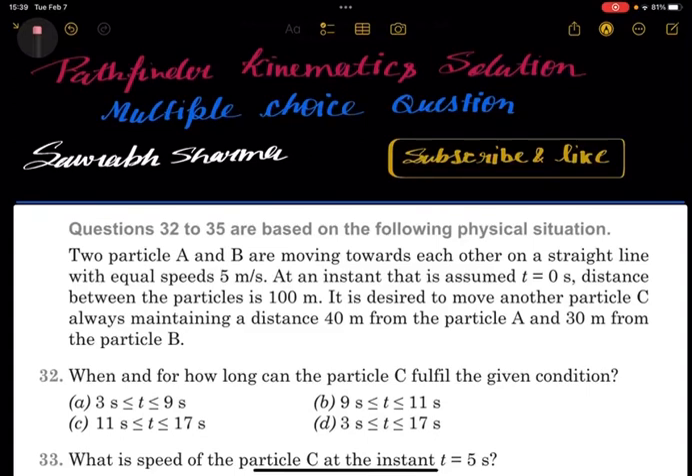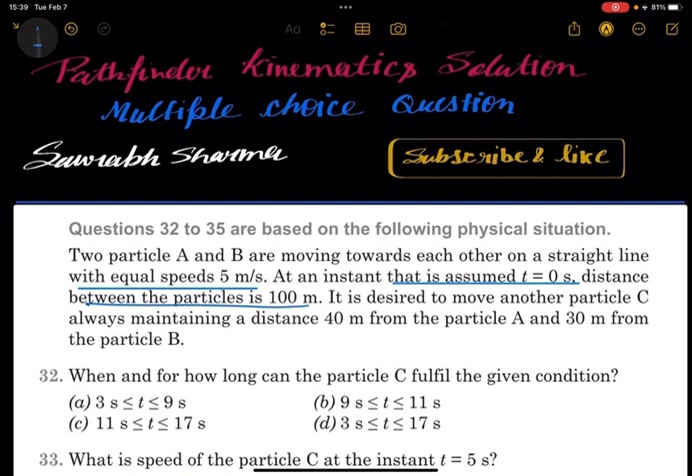Hello friends, I am coming with a new question, or paragraph, from 32 to 35 from Pathfinder. What is the wording of this question? The question says that two particles A and B are moving towards each other on a straight line with equal speed of 5 meter per second. At an instant that is assumed to be t equal to 0, the distance between the particles is 100 meter.